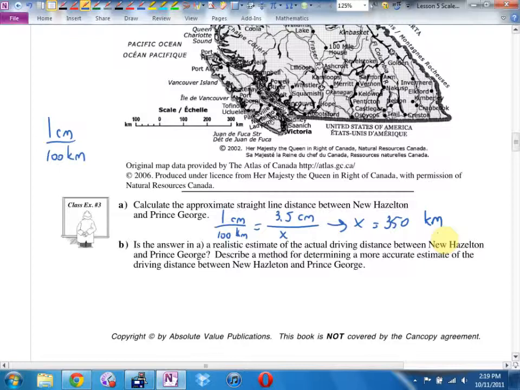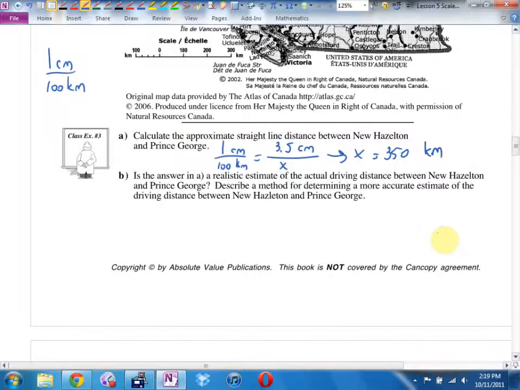So is this accurate? No. You need to measure curvy roads. That would give you a more accurate measurement.